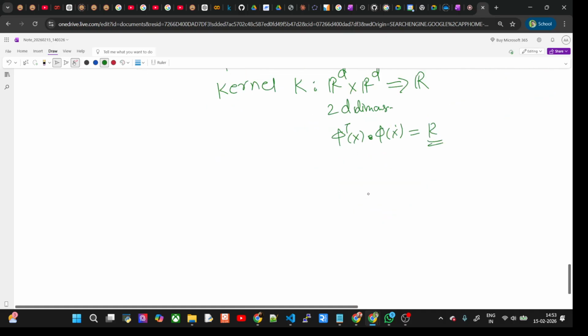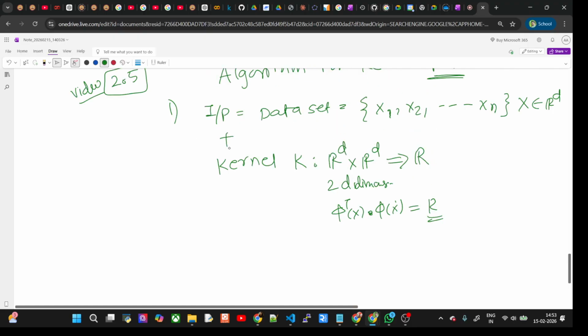So here in step 1, you are now getting two inputs, two values: one is your input value and one is your kernel k as an input to your kernel PCA. Then here you follow it step by step.